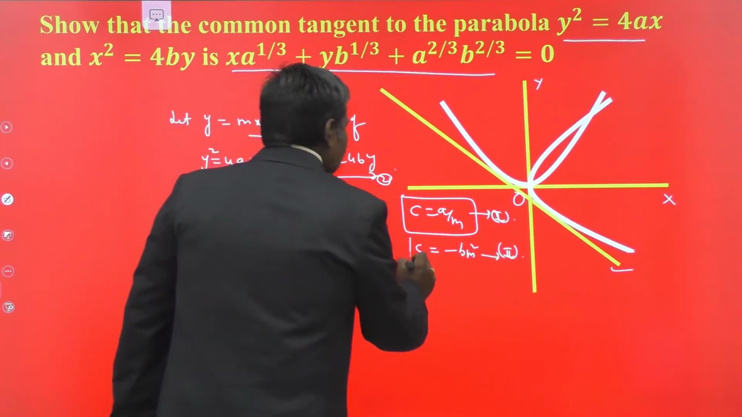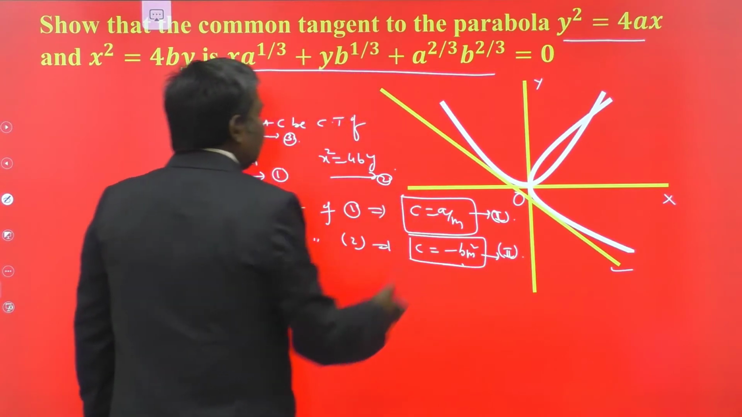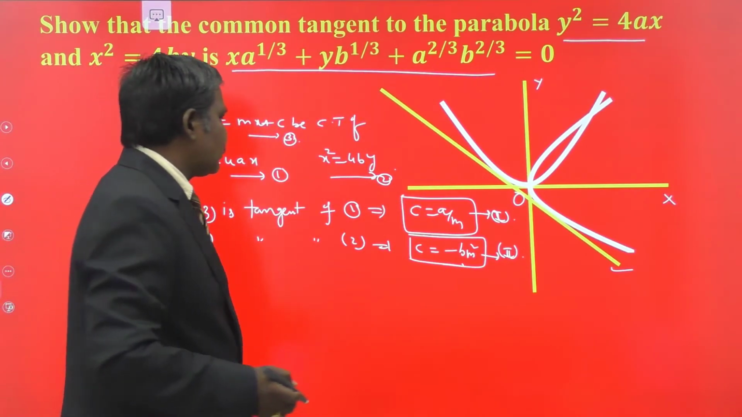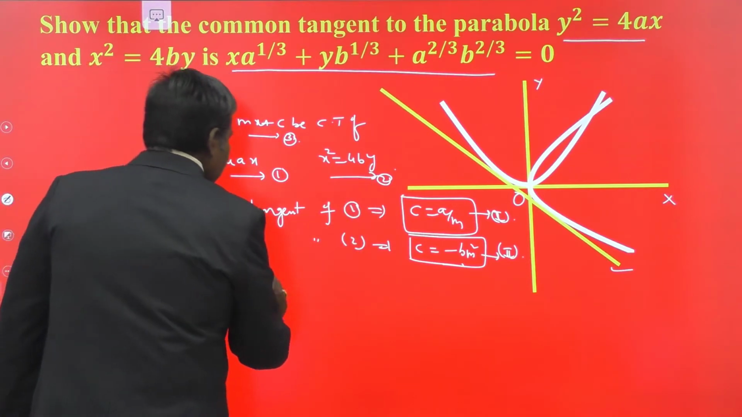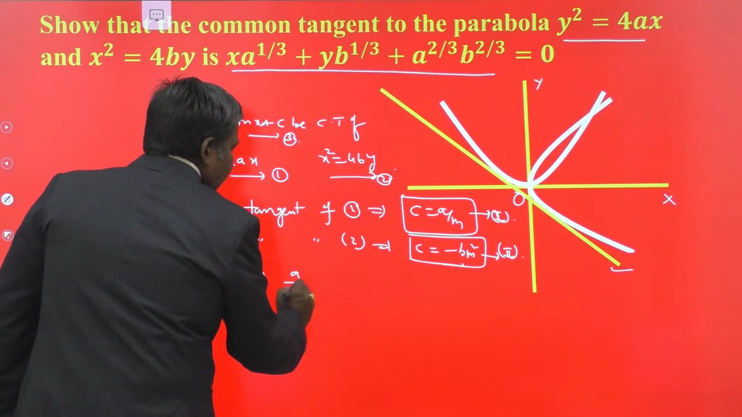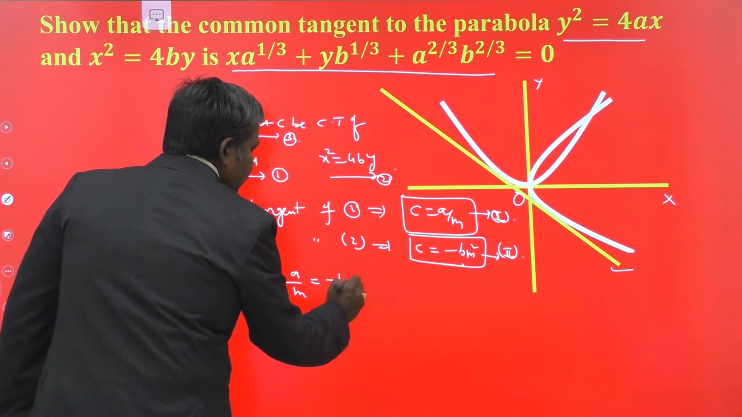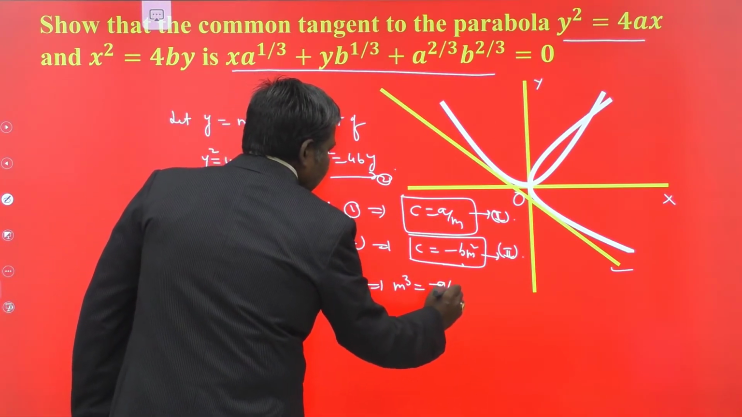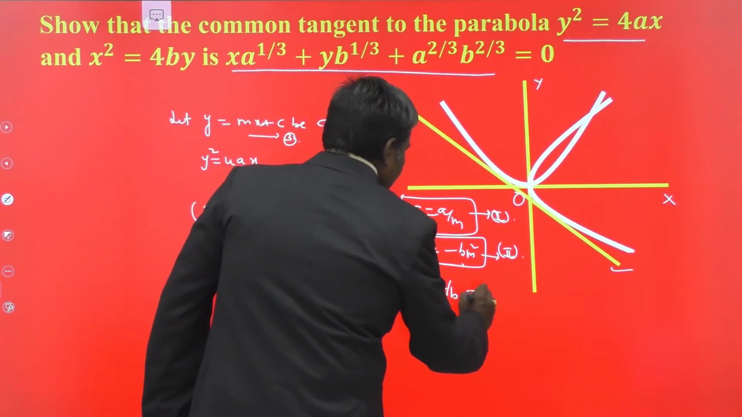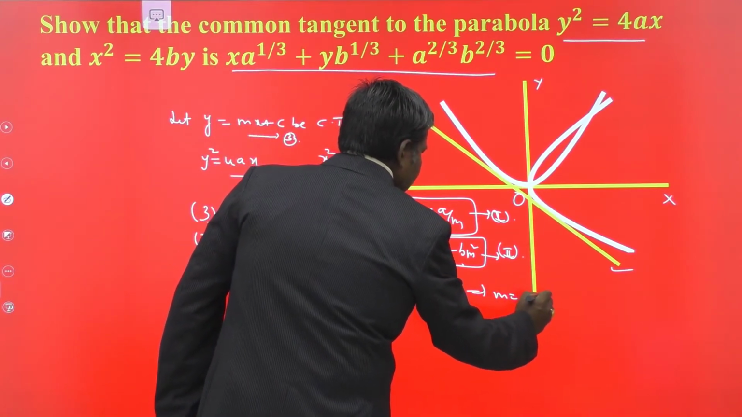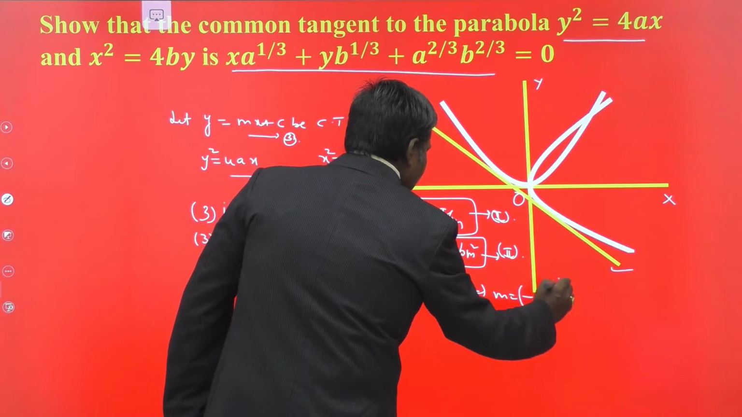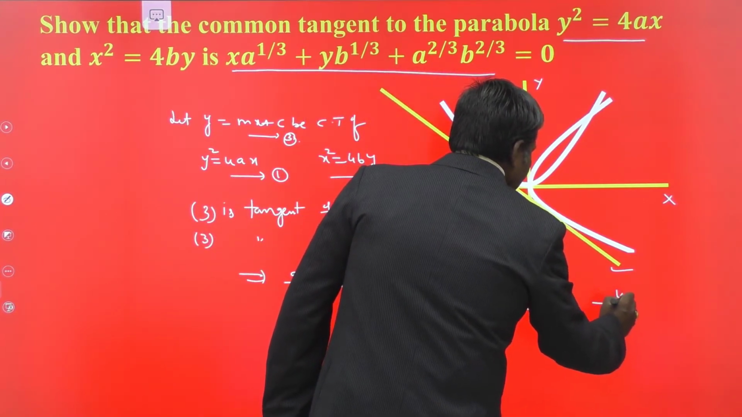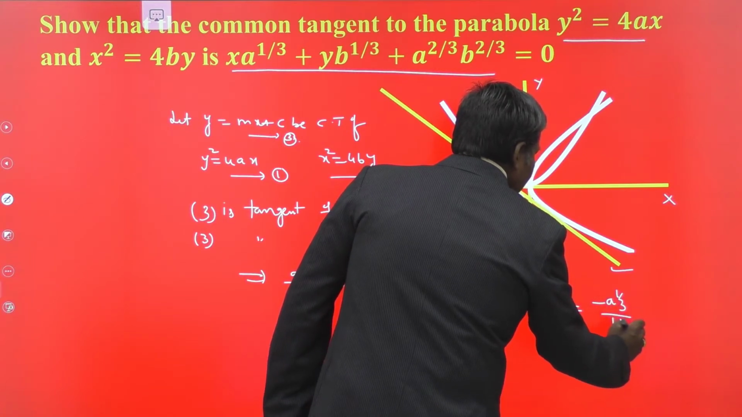So we have to solve both results. We get m and c values. Substitute in y is equal to mx plus c, then your job is over. So equate both values of c. We get a by m is equal to minus b m square. So m cube is what, my dears? Minus a by b. Immediately we obtain the value of m as minus a by b whole to the power of 1 by 3. That is nothing but minus a power 1 by 3 by b power 1 by 3.